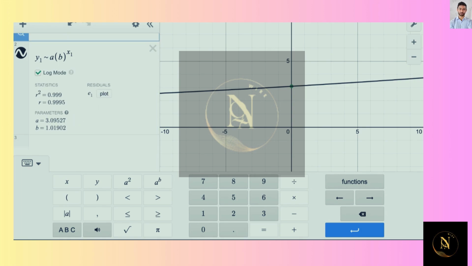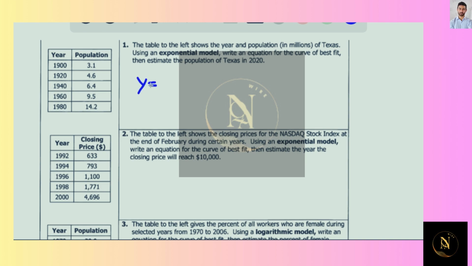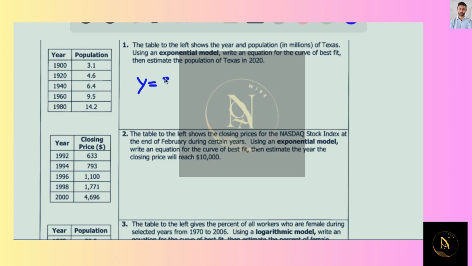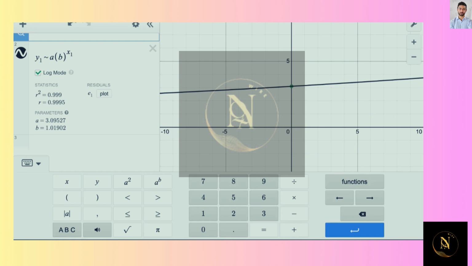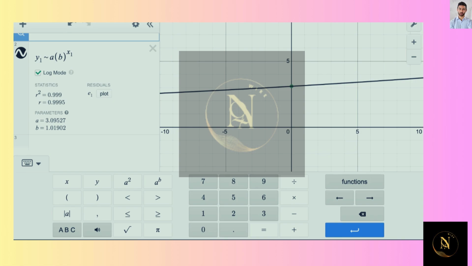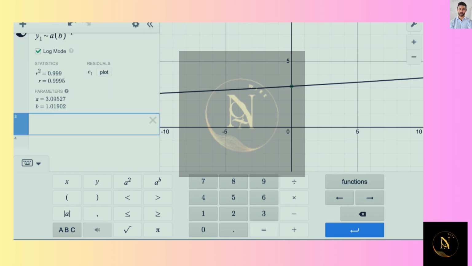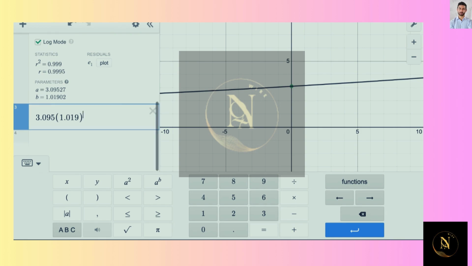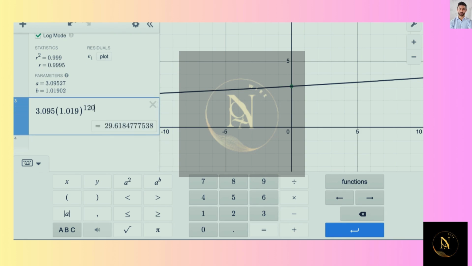So we have y equals 3.095 times 1.019 to the x, where x is years since 1900. So for the year 2020, we would substitute 120 for x. So 3.095 times 1.019 to the 120th would be 29.6 million.